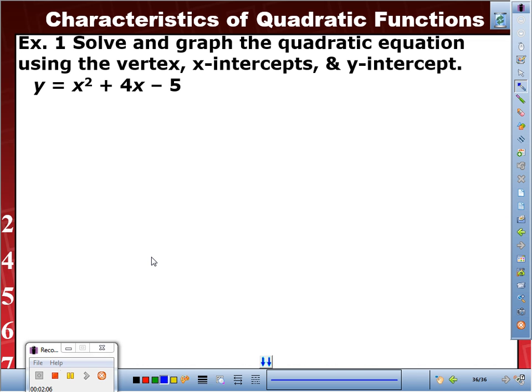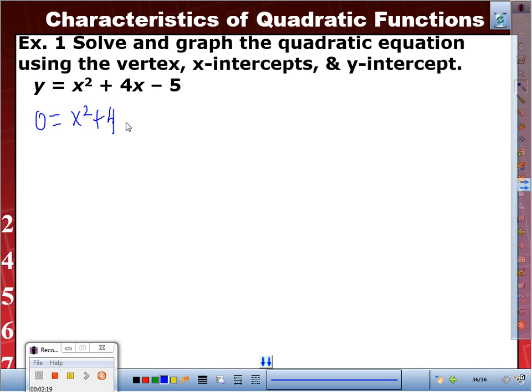Step number 1, or the very first thing that we do with quadratic equations, we substitute what? 0 for y. So this becomes 0 equals x squared plus 4x minus 5. So now, step 1 says check to see if it's in standard form. Is it in standard form? Yes. So step 1 is done. Step 2 says, I'm going to write over here to the right, use the quadratic formula to find how many roots or how many solutions you're going to get.